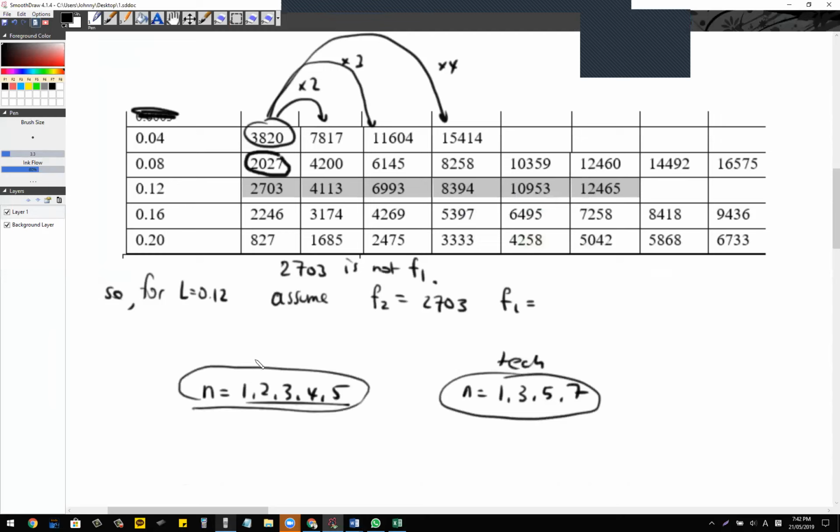This one is technique 2, because it's an open pipe. So you need to know that the second harmonic is 3 times the first harmonic for technique 1, and this is 5 times that, okay? So if we assume that in this case F1, F2 is that, and F1 is 1,350, something like that.